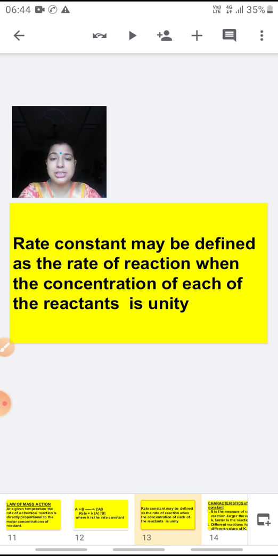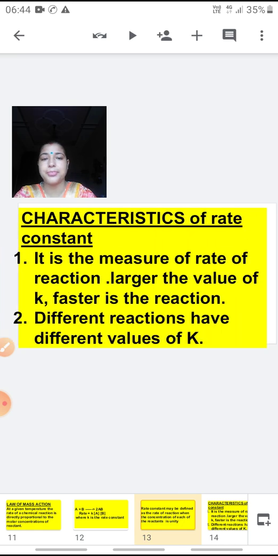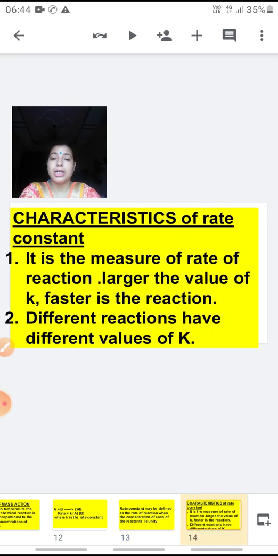Now, rate constant is very important. Many a time in your board exam, some characteristics of rate constants are asked, even in the form of multiple choice questions. Next, we proceed to the characteristics of rate constant K. It is the measure of rate of reaction. Higher the value of K, faster will be the reaction.